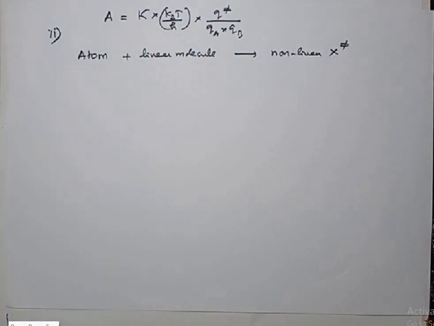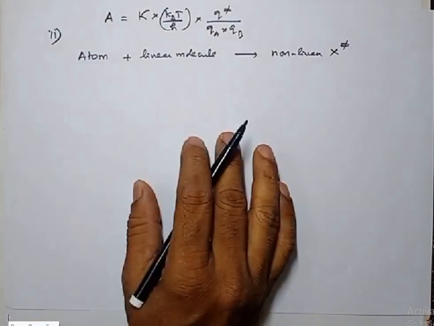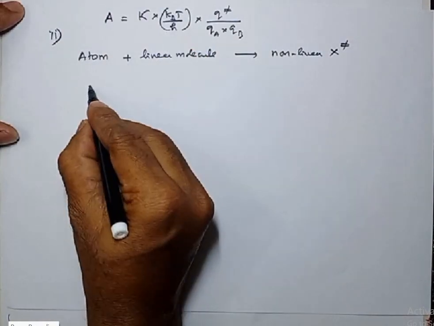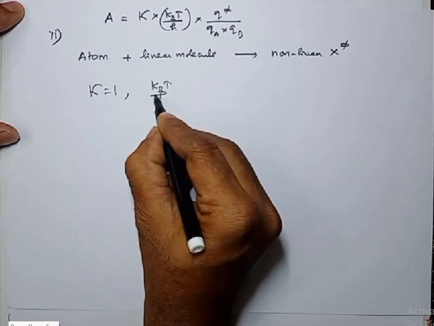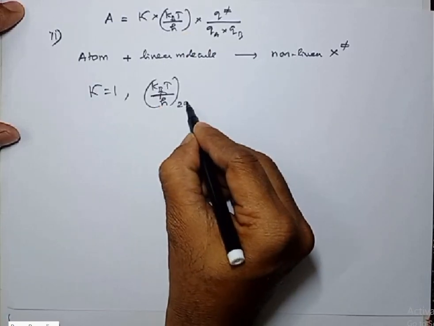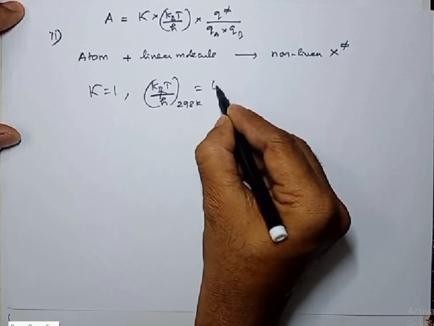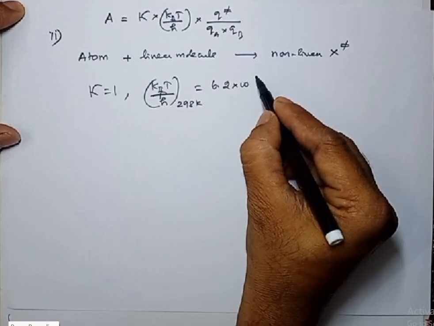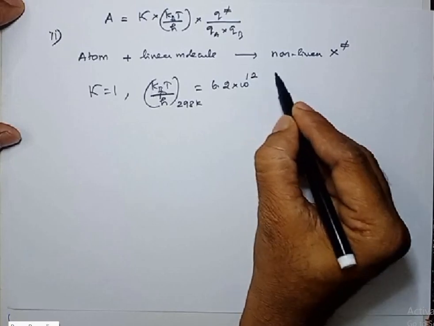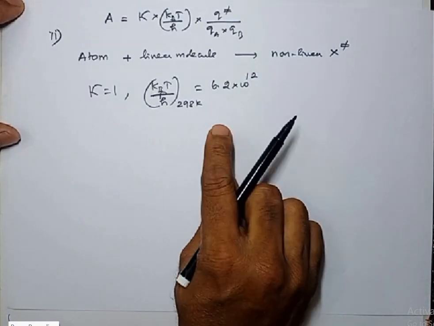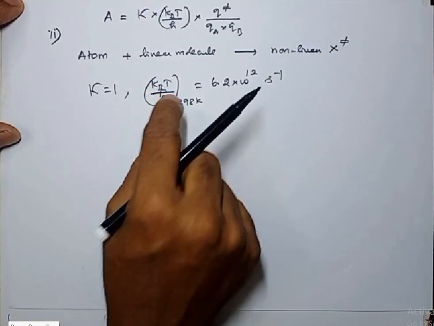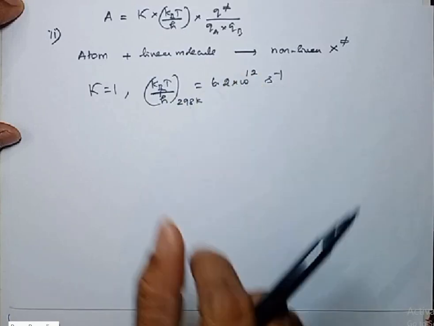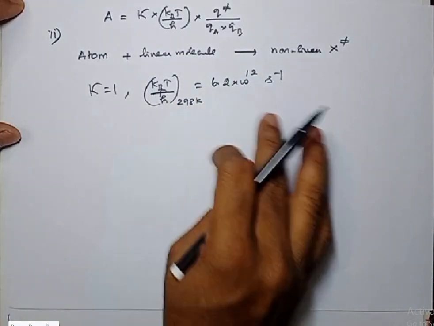I'll check the question once again. Yes, we can do this problem. How? You know very well, kappa value is given, which is 1, and kBT by h at 298 Kelvin, the value is 6.2 into 10 to the power 12 per second. I told you, kBT by h has the unit of frequency. Remember this, and this is the value at 298 Kelvin.